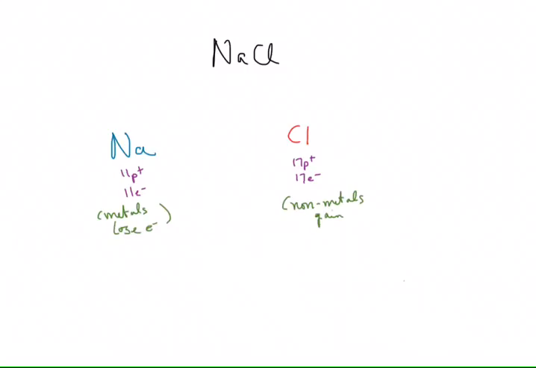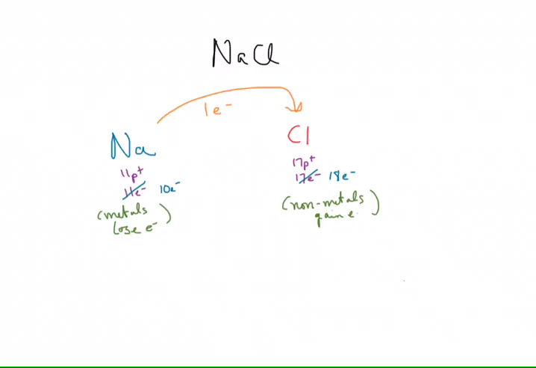Metals, we said, tend to lose electrons, and nonmetals tend to gain electrons. So check this out. I already kind of said this, but the sodium will lose specifically one electron, and the chlorine will gain one electron. Let's go ahead and update the tally, see what that looks like. That means now the sodium, since it lost one, only has 10 electrons, and the chlorine now picked up one. It actually has 18 electrons.